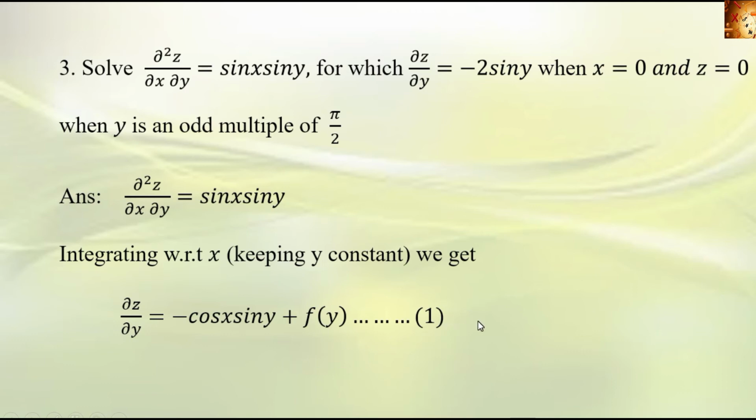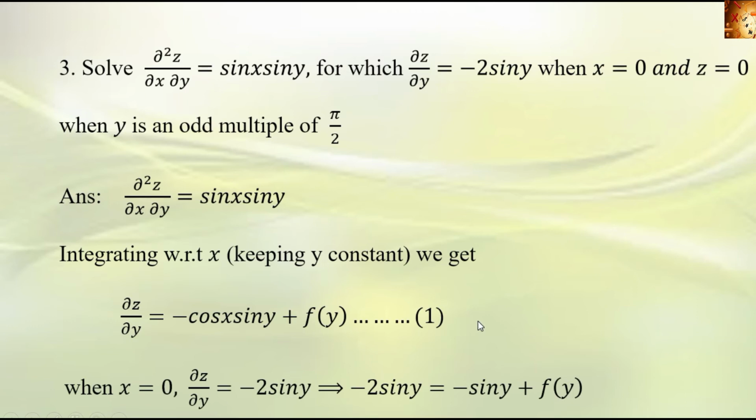Then again integrating equation 1 with respect to y, we get z. Okay, before that, it is given an initial condition, that is when x equal to 0, dou z by dou y equal to minus 2 sin y. So put x equal to 0 in equation 1 and dou z by dou y equal to minus 2 sin y. So this implies minus 2 sin y equal to, x equal to 0 means cos 0 is 1, so minus sin y plus f of y. From here we get what is f of y. So f of y equal to minus sin y.